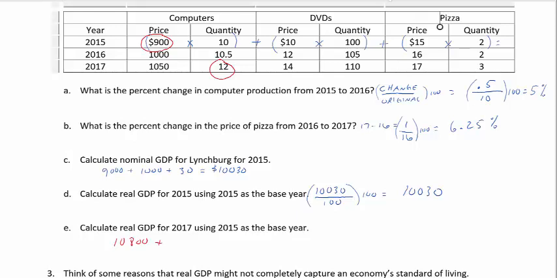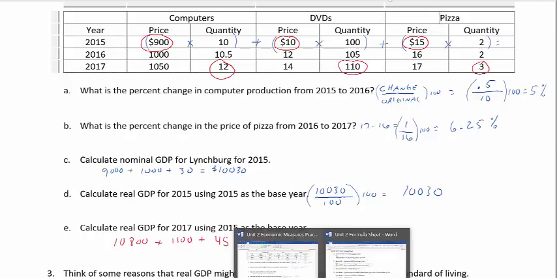to the $10 DVD times the new output of 110. So 10 times 110 is 1,100. And then we're going to add a $15 pizza times the new output of 3. And that's going to be $45. So if we add all of that up, we get $11,945 in real GDP for year 2017. Okay, so that's some little tricks.